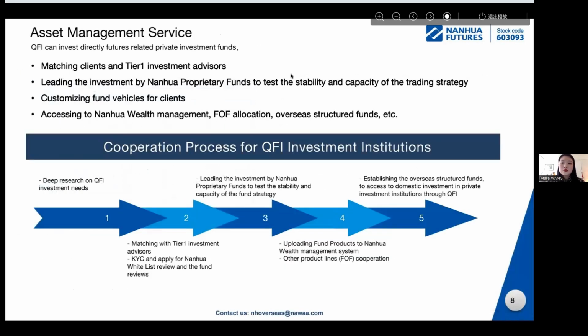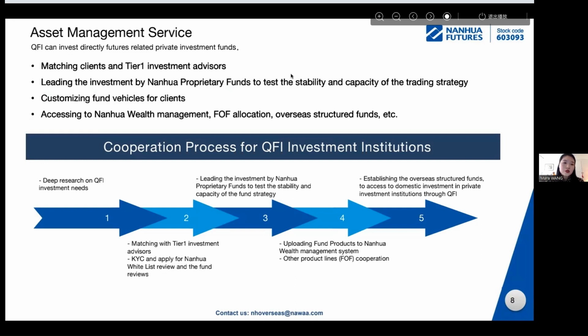So here I would like to introduce our asset management service, because if you are not a trading firm, you are just a family office or an asset management company, you would like to invest a bit in the Chinese derivatives market, but you don't want to trade by yourself. Then Nanhua can offer you the top leading commodities or financial futures or options, private funds or public funds in the market for you to invest.